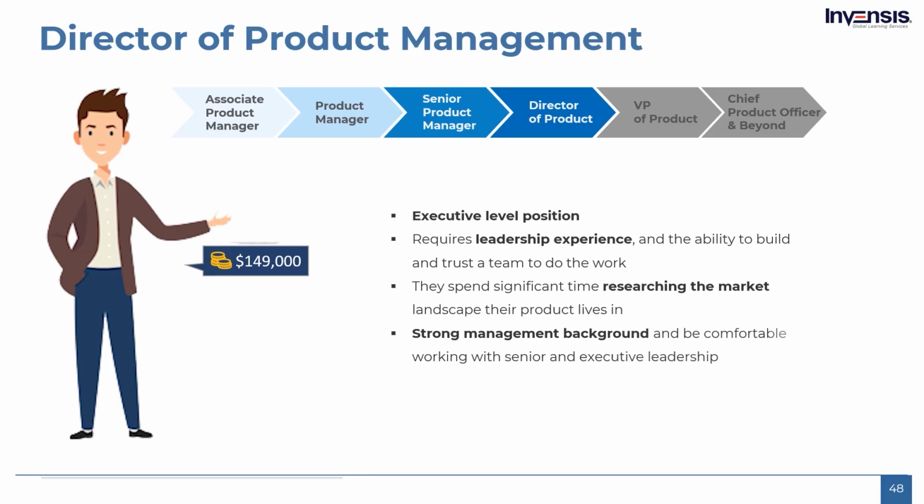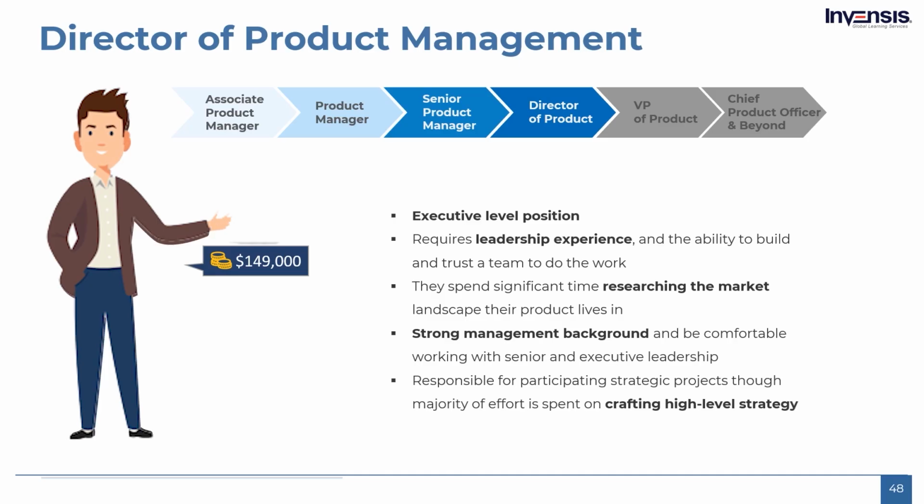You should have a strong management background and be comfortable working with senior and executive leadership. You'll participate in strategic projects as needed but will spend the majority of your time crafting high-level strategy and ensuring your team's activities are advancing that strategy in the most effective way possible. The director of product management typically makes around $149,000 per year.